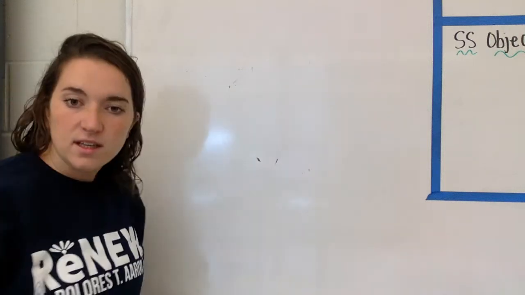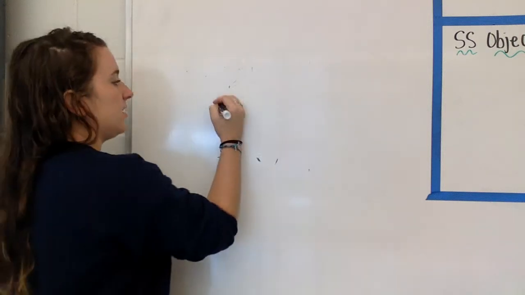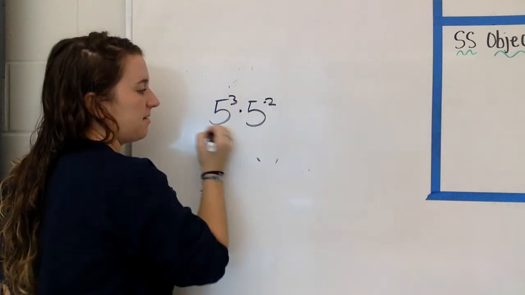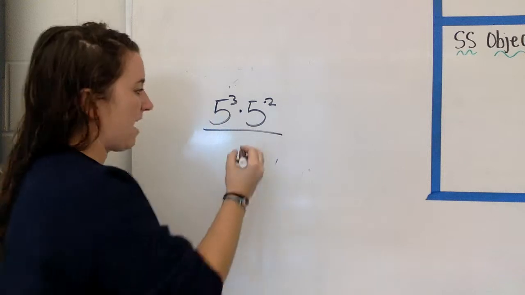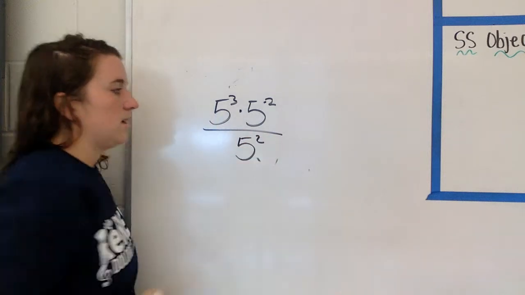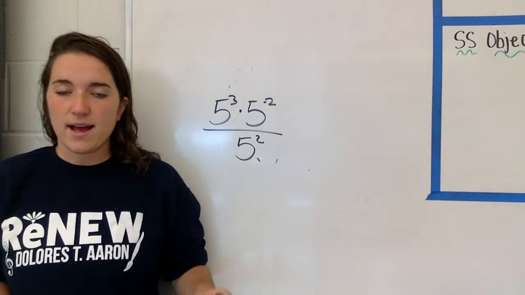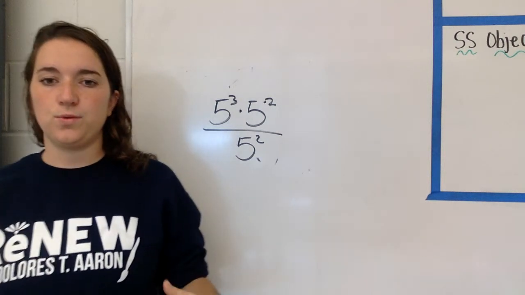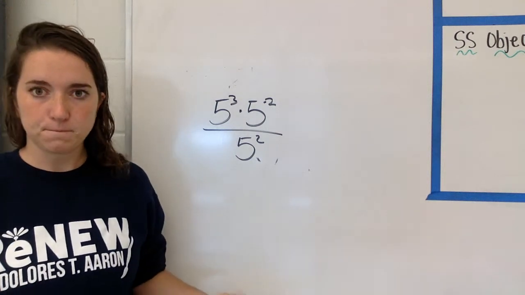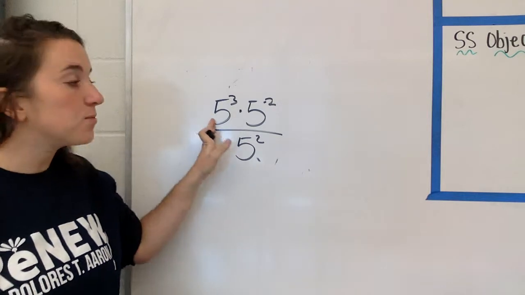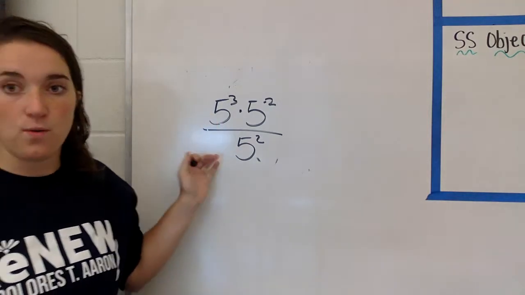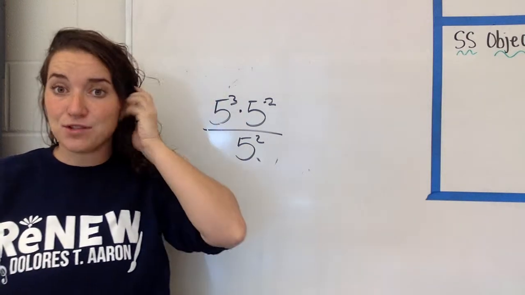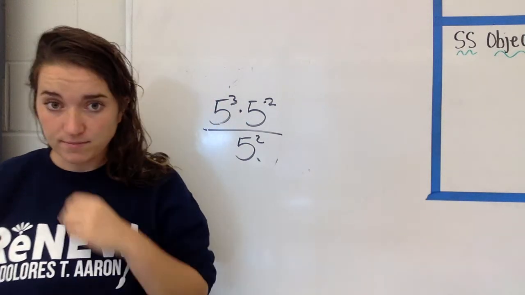Last one, we have 5 cubed times 5 to the negative 2nd power over 5 squared. Okay, tricky question. I'm going to be using 2 rules. Which 2 rules am I using? I'm using the product rule and the quotient rule. Why? Because I'm both multiplying and dividing. I have 2 operations in this one.